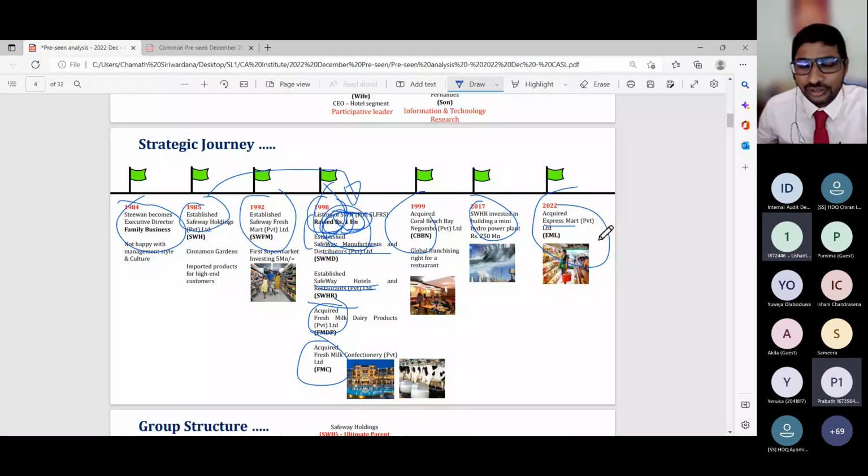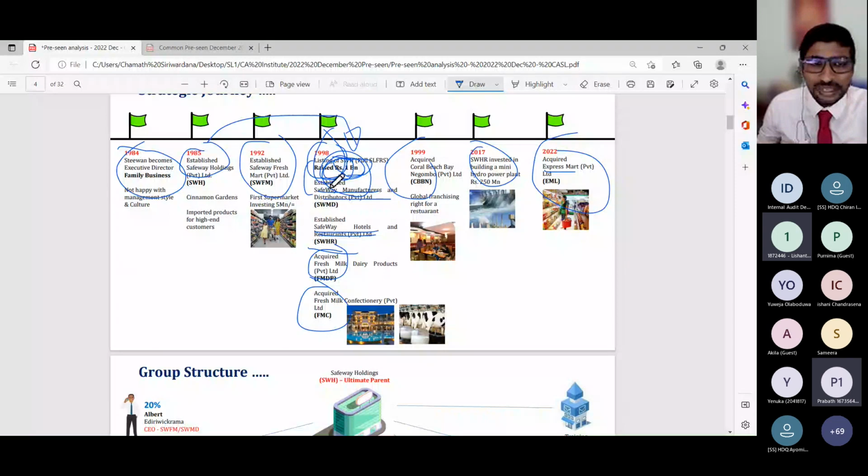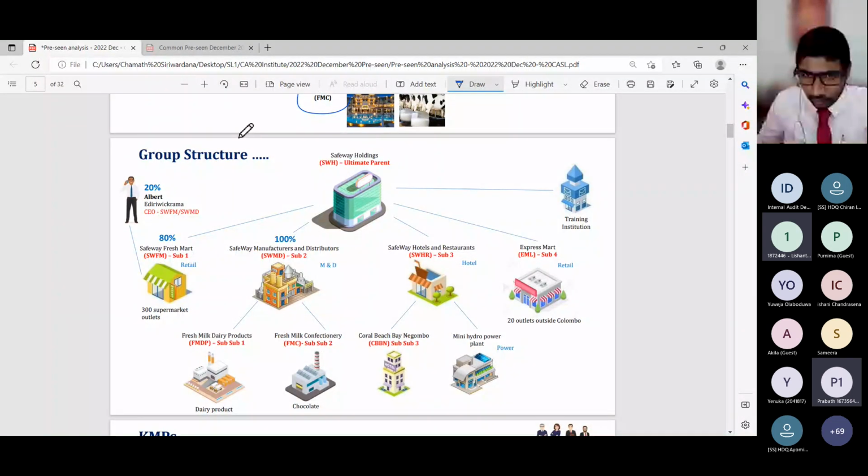So those are the historical milestones of this particular company. Why I have taken this out is that this information is very important for you to understand what the group structure is. So here you have the group structure. Basically, I don't want to take you through the group structure in detail.